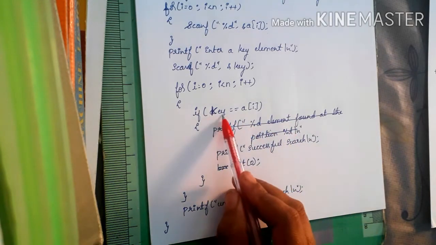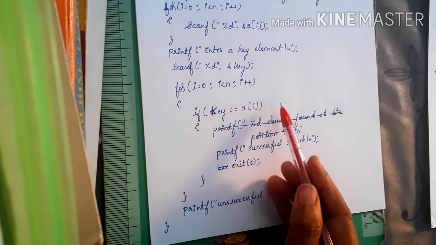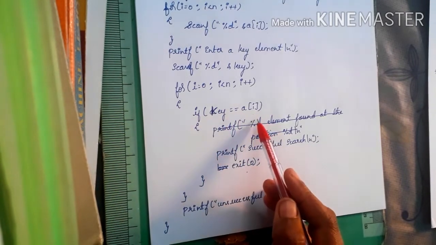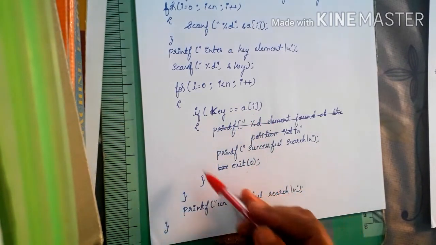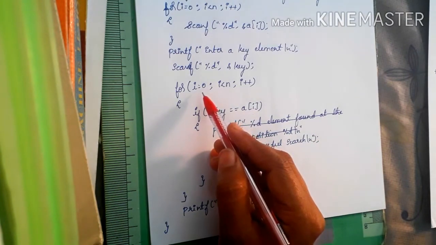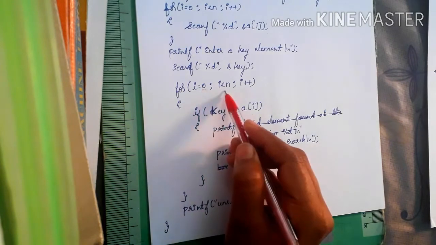In case the key element is not equal to A of i, then we take the next element. Next we compare the key element with that A of i. So we should repeat this process for all the n elements of the array. That is, the i value starts from 0 to n.